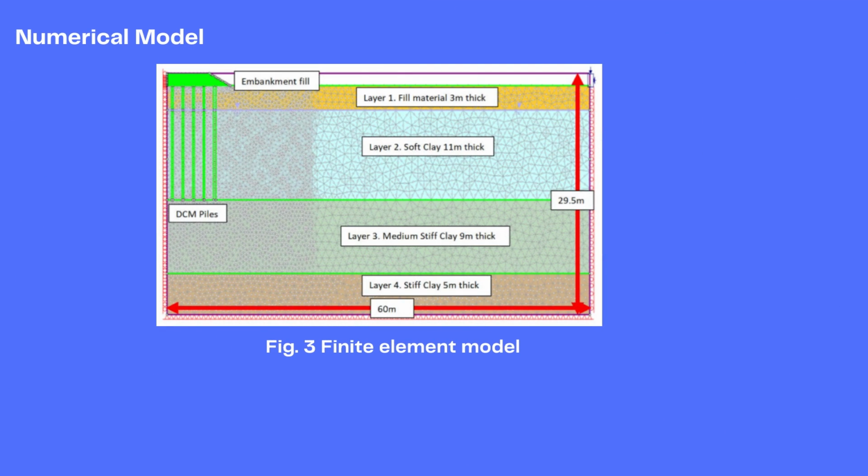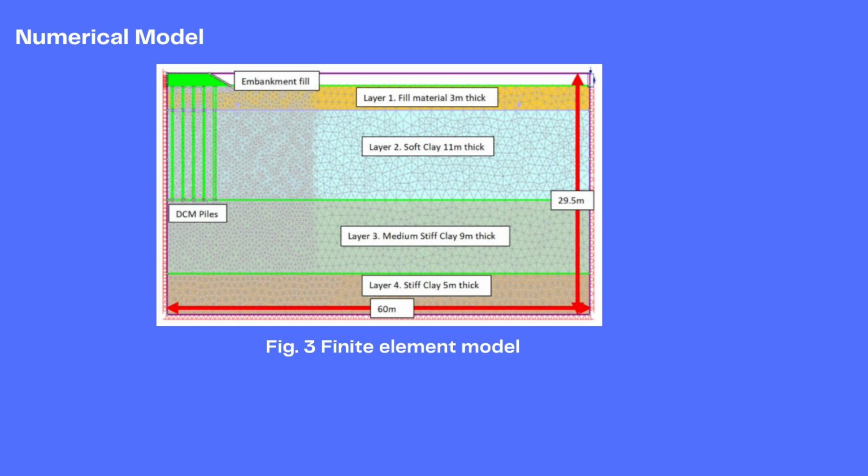This is a finite element model created for this problem. Due to the symmetry of the problem, we used half of the model, and we used 6 node triangular elements. Below the water table, that means below the fill layer, we used 4 pressure degrees of freedom at the corner nodes of these 6 node triangles.